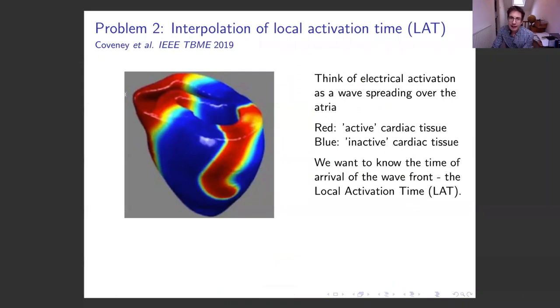The next thing we're going to get is measurements of the activation time. So I'm going to talk about local activation time. And as I said, you can think of the heart as a surface where the waves spread over that surface. So in this picture here, the blue represents inactive cardiac tissue, and the red is where the wave is currently. That's the active cardiac tissue. And this red wave spreads around the surface of the heart, and we're going to want to know at what time the wave arrives at each location. And that's going to allow us to estimate how fast the wave is moving, how fast its activation time moves.